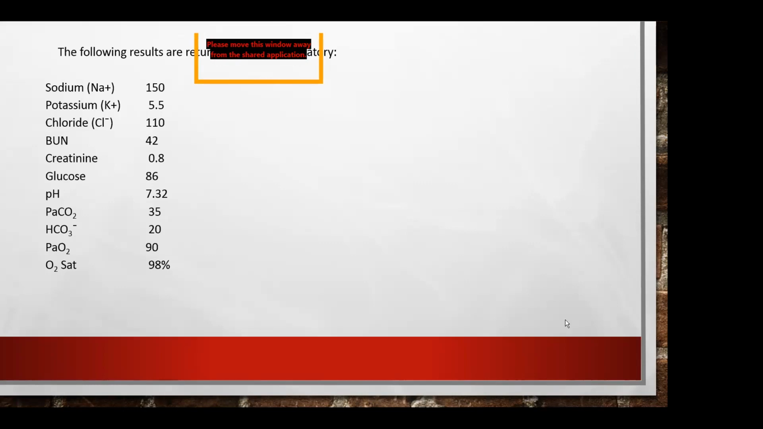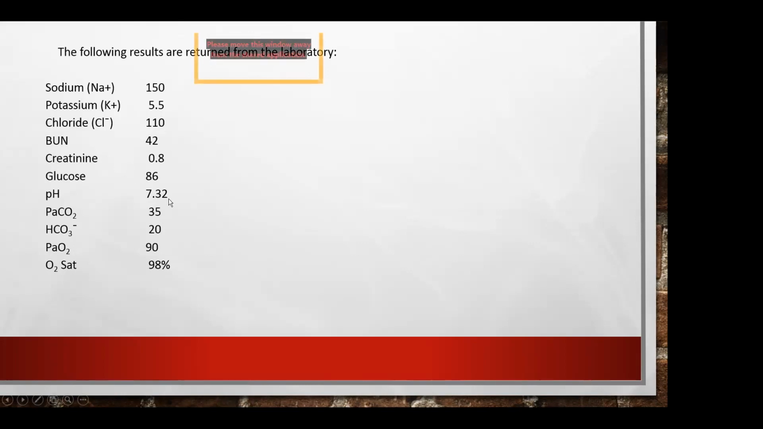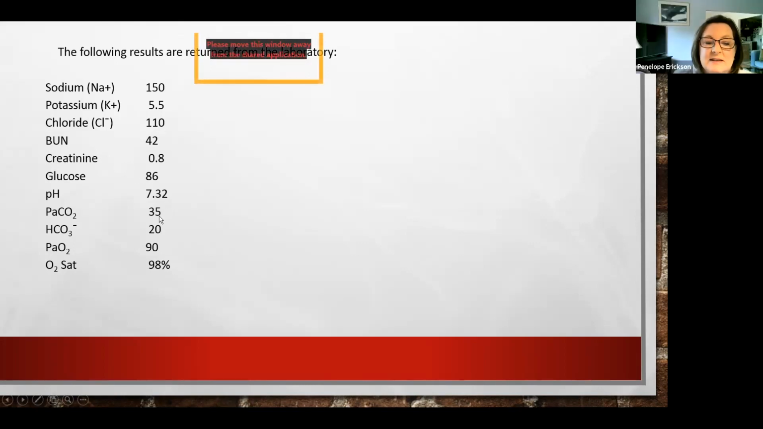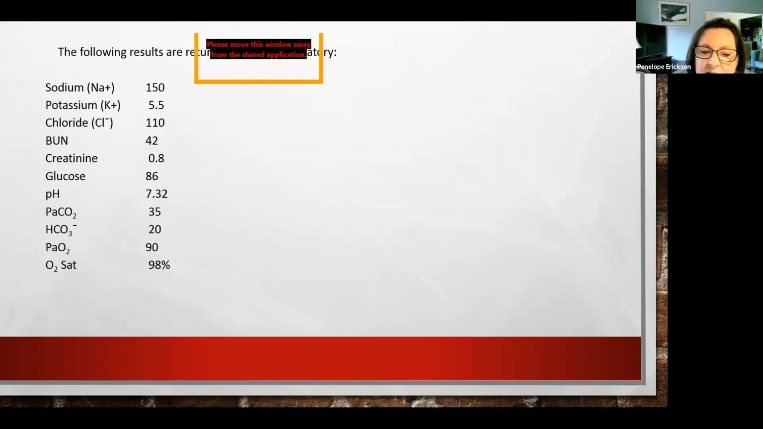Okay, so the pH is low, so it's acidosis. The bicarb is low, so we don't have enough base. So what kind of acidosis is that? Metabolic. Correct. Metabolic acidosis. Is he compensating? No, because that's still fine. Right. Not enough, right? It's on the low end of normal.